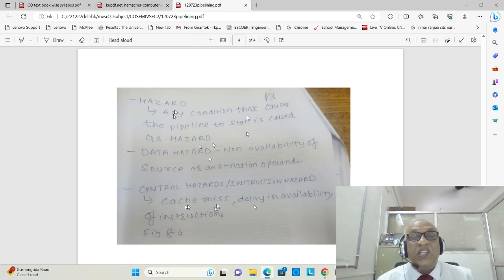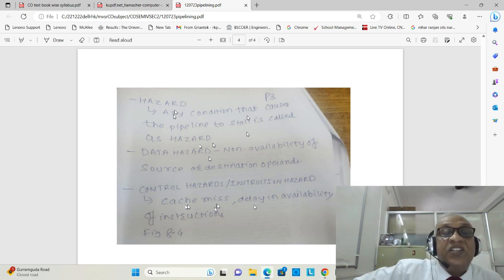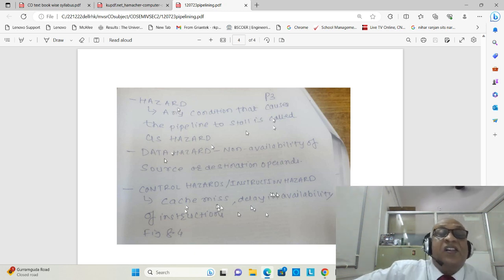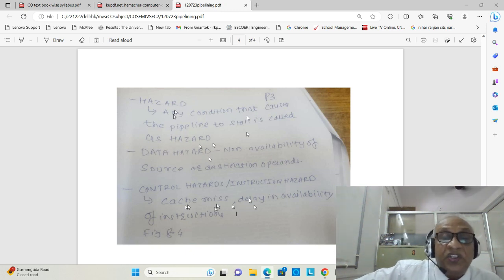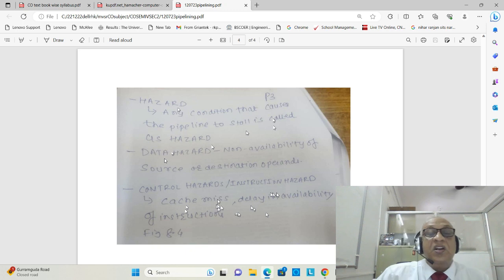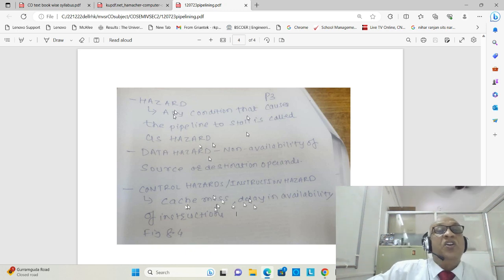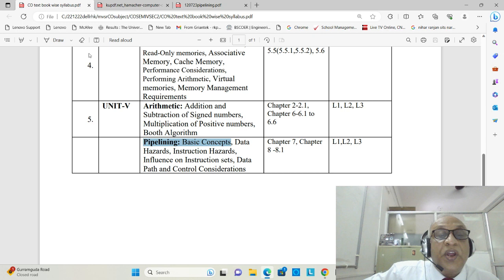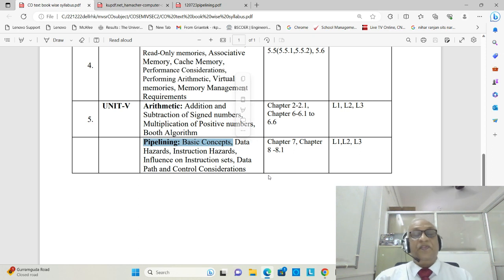As the instruction is not available in the cache, it has to be fetched from the main memory. That causes a delay, halting and stalling the process of pipelining. This type of hazard is called a control hazard or instruction hazard. With this, we'll stop here today, and we have concluded the discussion of the basic concepts of pipelining. Thank you.